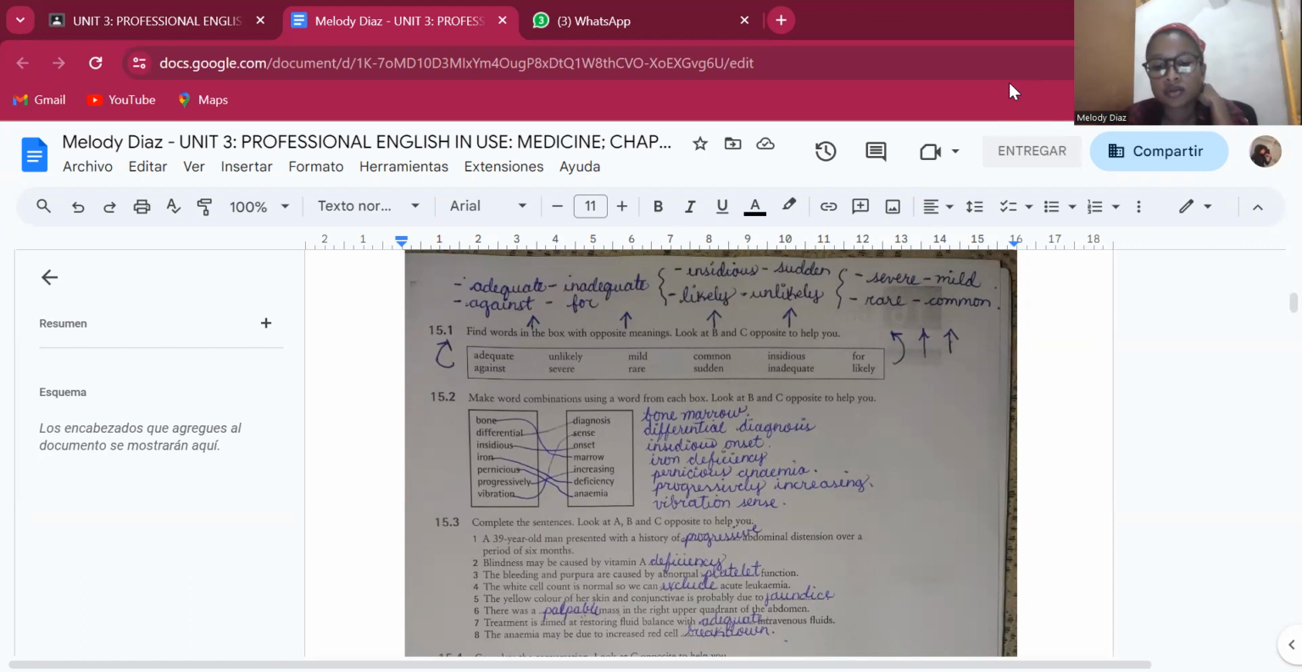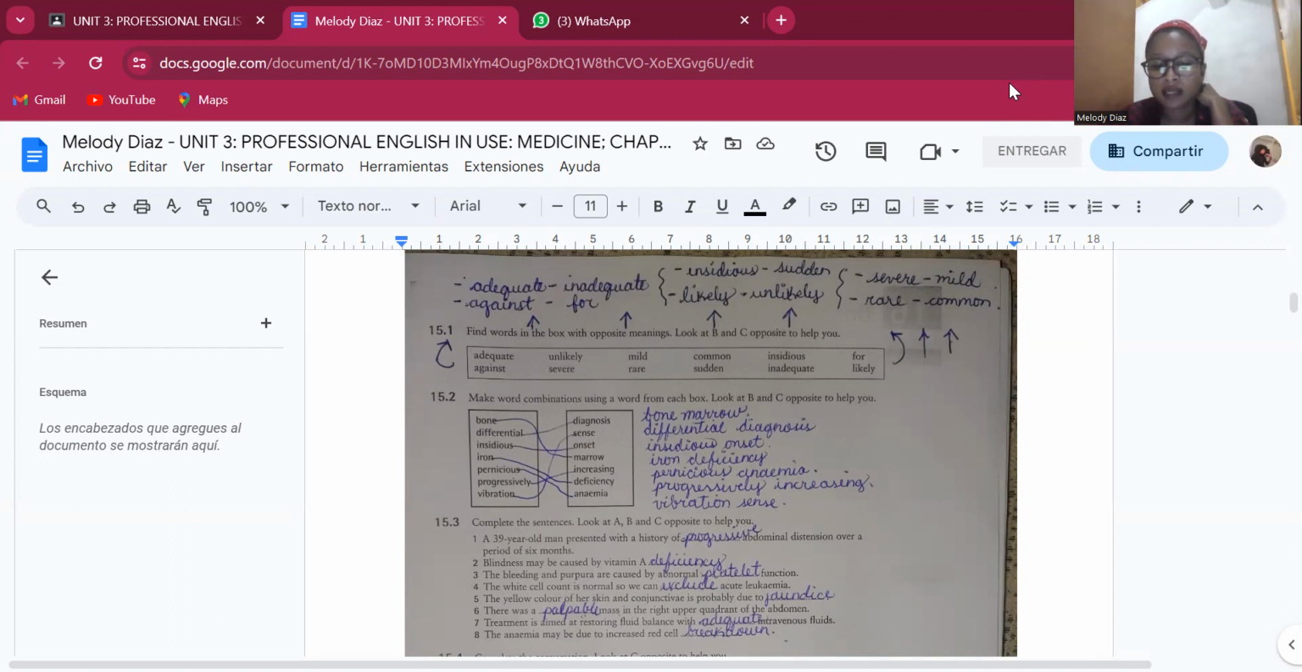Make word combinations using a word from each box. Look at B and C opposite to help you. Bone marrow, differential diagnosis, insidious onset, iron deficiency, pernicious anemia, progressively increasing, vibration sense. Complete the sentences. Look at A, B, and C opposite to help you. Number 1, a 39-year-old man presents with a history of progressive abdominal distension over a period of 6 months.